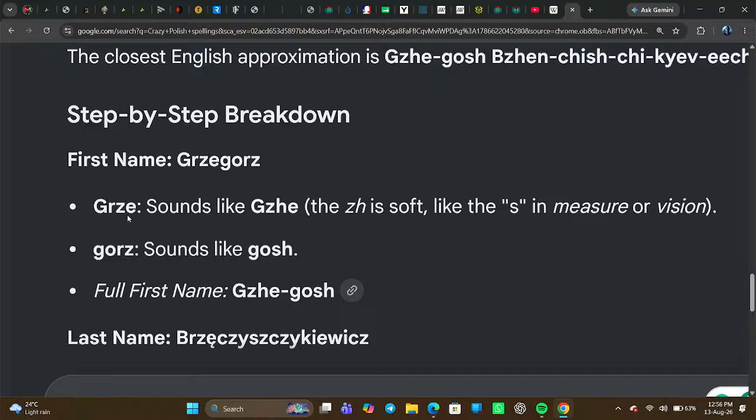Oh. And then the j is soft. Okay, gje. How do you soften it? Like the S in vision. Oh, okay, like vision. Gishe. And then gors, they spell it like gosh. Why not just spell it like this? And then this is gishe gosh.